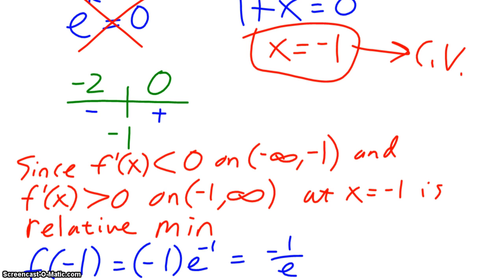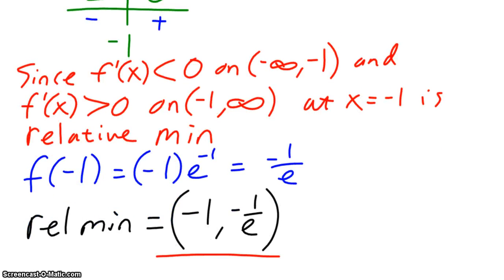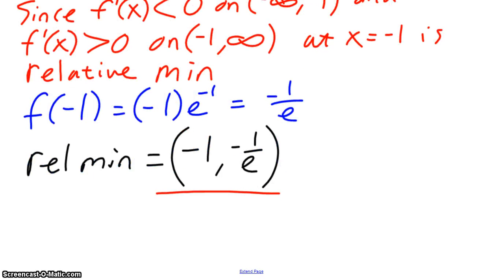So I have -1, I plug in -2, I plug in 0. -2 is negative, 0 is positive. So using my derivative speak, since f prime of x is less than 0 on negative infinity to -1, and f prime of x is greater than 0 on -1 to infinity, x equals -1 is a relative min. So then I found the y value of that point by plugging it into the original function, and I get my relative minimum is -1 over e.